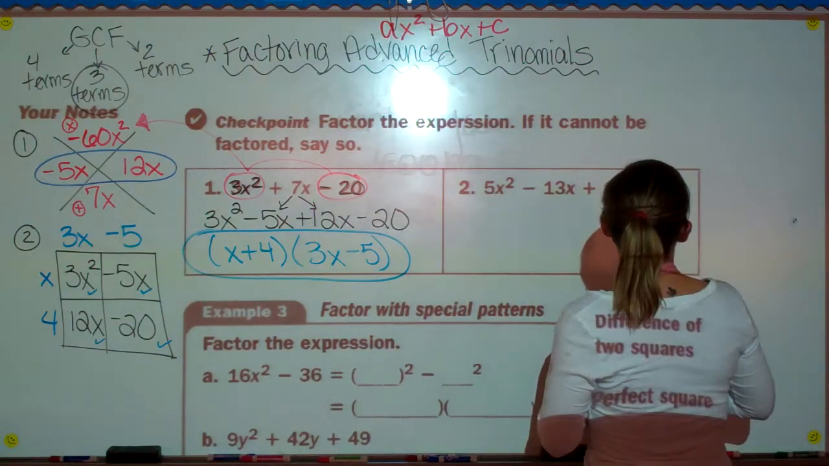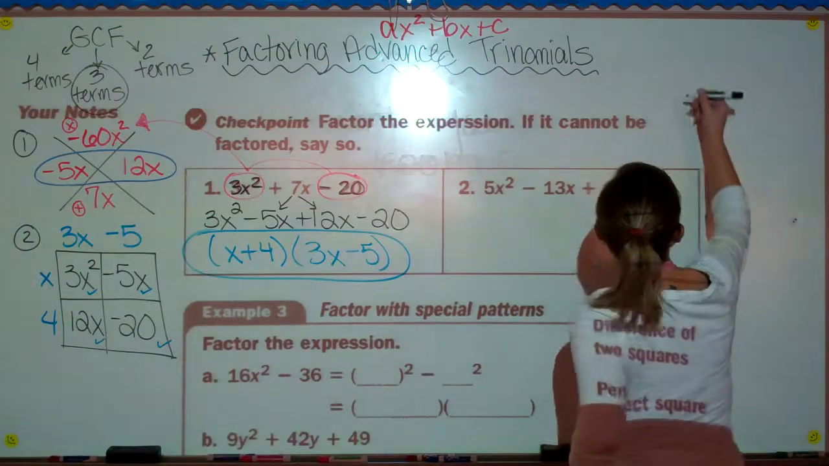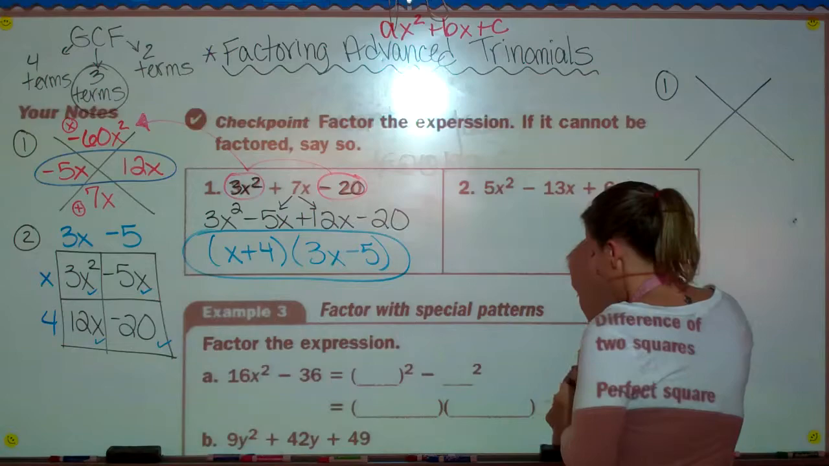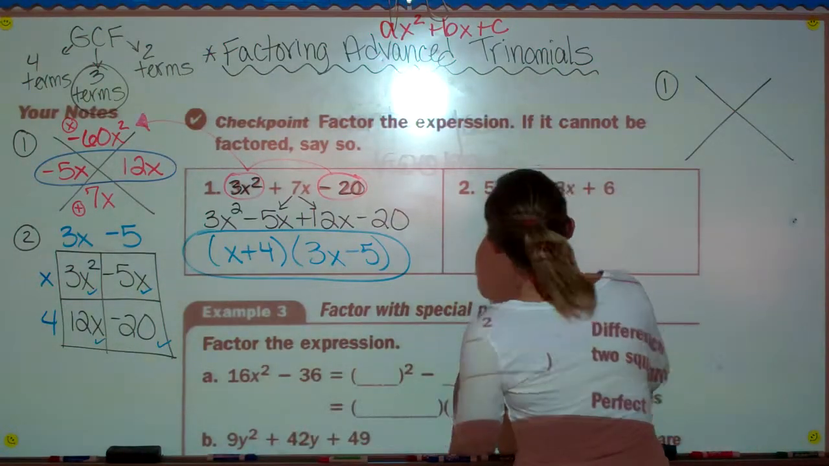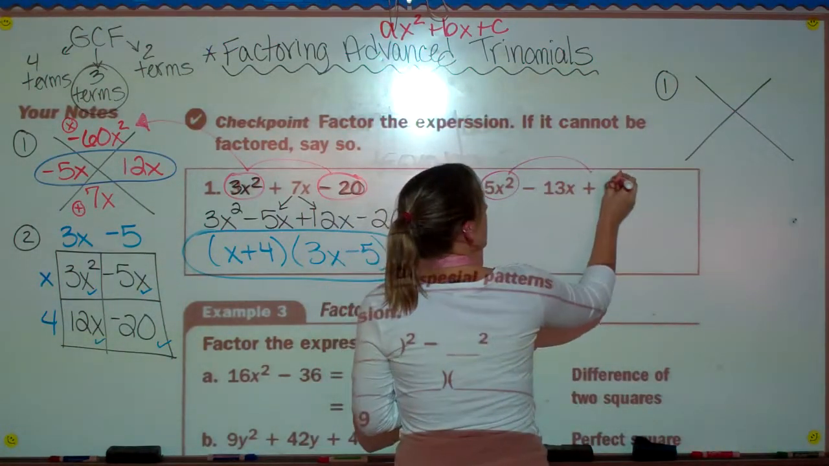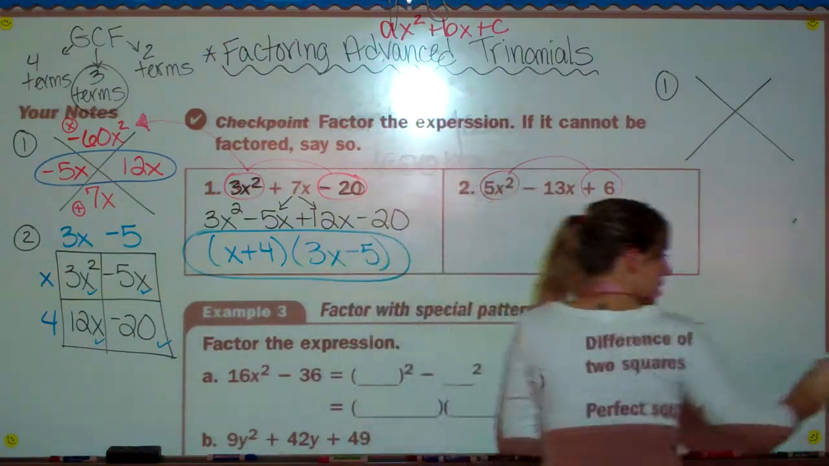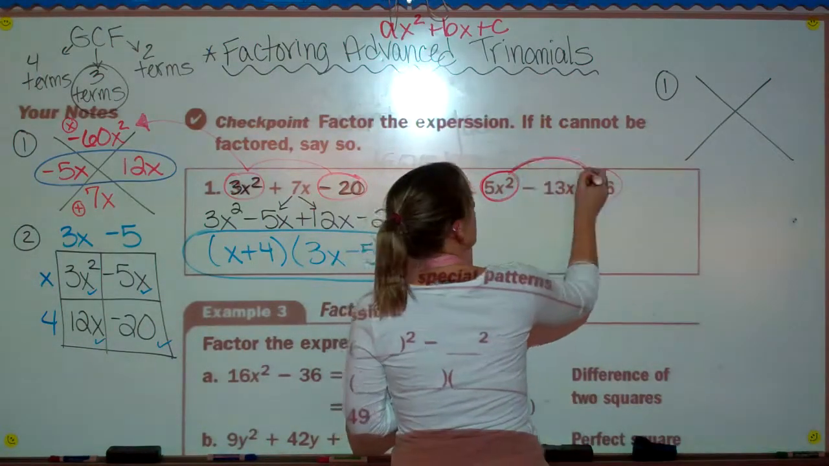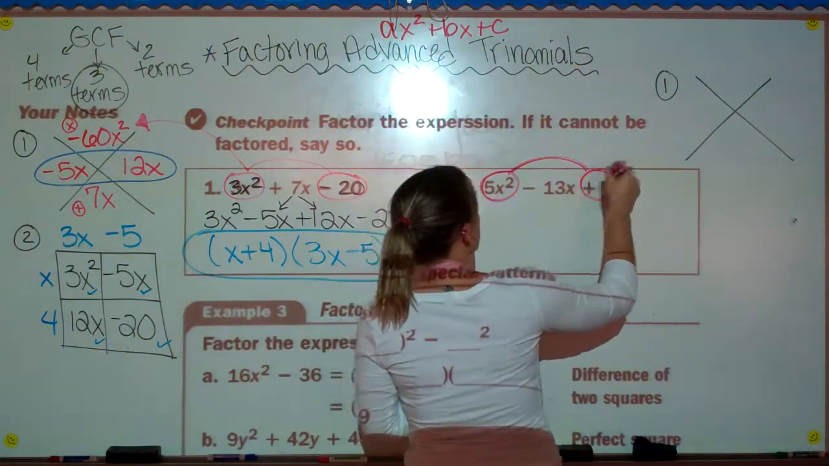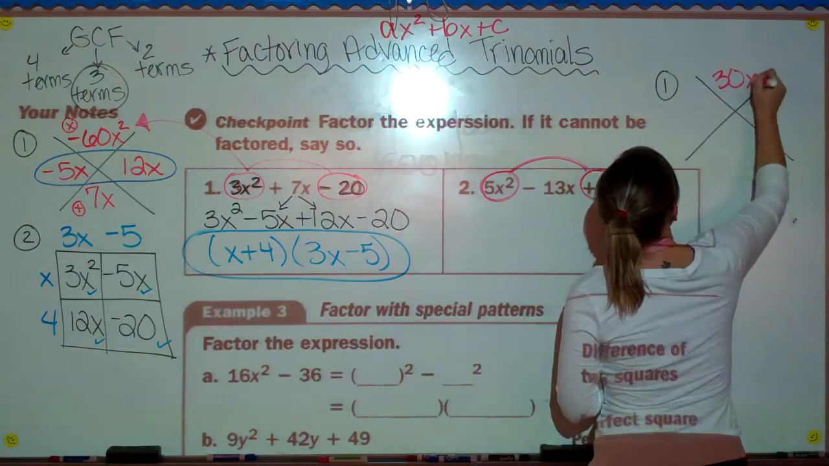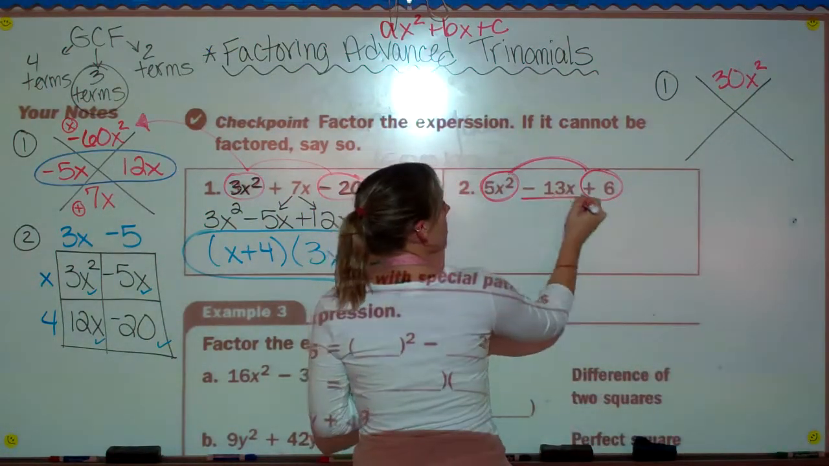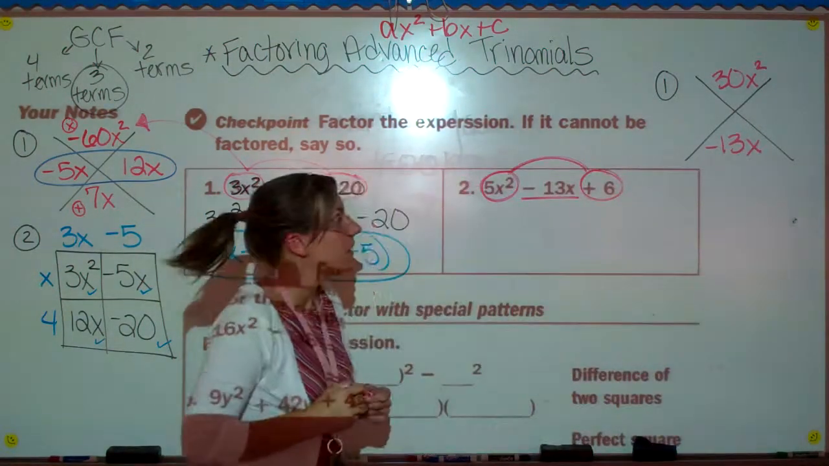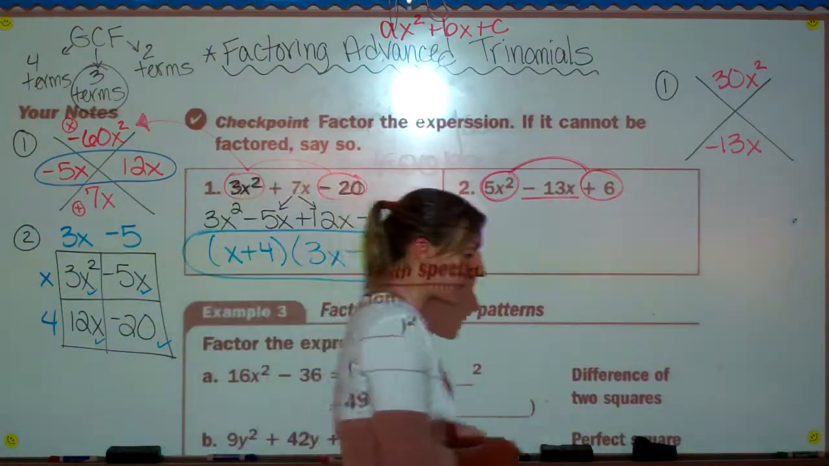I'm going to try and go a little bit quicker just so that it doesn't seem quite so drawn out. So, first times last, 5x squared times 6. All right, 5x squared times 6 is 30x squared. And then the middle is negative 13x. Okay, so the biggest thing I have to do is find my pair.